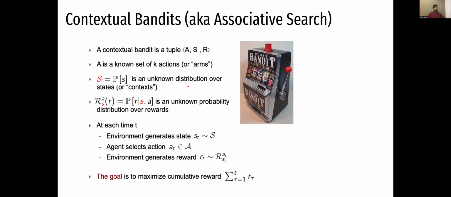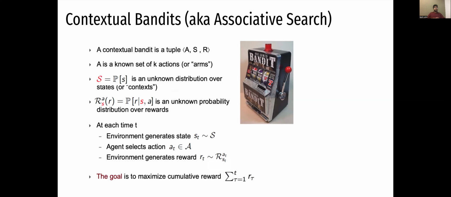Now we will talk about contextual bandits. So what are contextual bandits? Contextual bandits, also known as associative search, extend the multi-arm bandit problem by considering the contexts or features available at each decision point. In a standard multi-arm bandit problem, the agent selects an arm based on past rewards, but in a contextual bandit, the agent also considers the current context when selecting an arm.